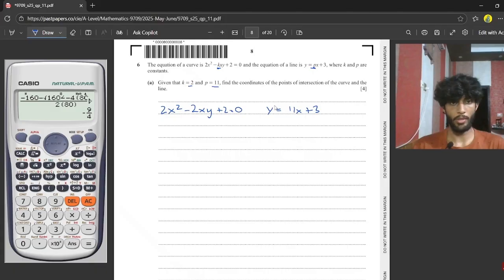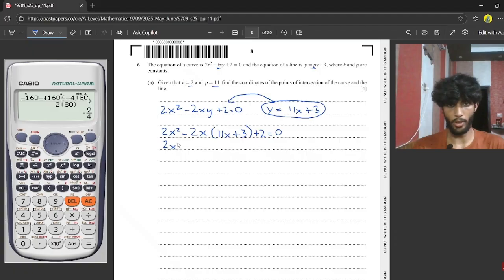So what we can do is we know this is the equation of a line. We can put this in this equation. So we will get 2x squared minus 2x, and instead of y, we can put 11x plus 3, plus 2 is equal to 0. Start solving it out. So this is going to be 2x squared minus 22x squared minus 2 times 3 is 6, so that's going to become 6x, and plus 2 is equal to 0. Now all of this is going to be negative 20x squared minus 6x plus 2 equals 0.